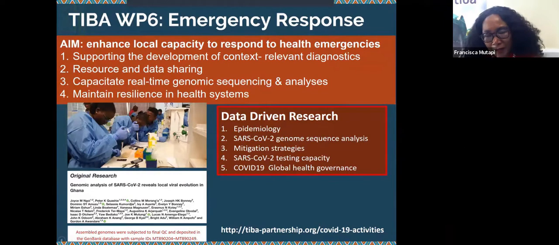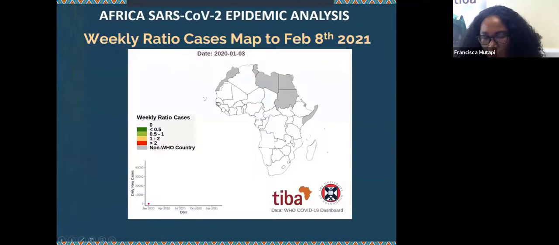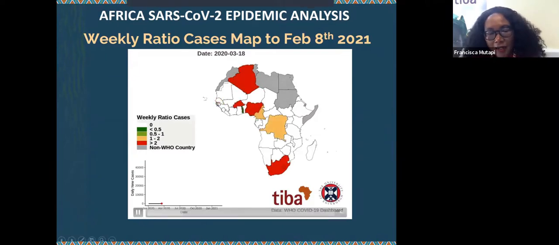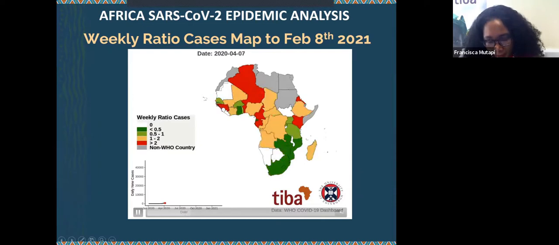I obviously don't have time to show you the output of all these five data-driven topics, but I'm just going to focus on the first one, the epidemiology. So what we have here is a movie. We have been collecting data that is produced by WHO AFRO from member countries. And what this map shows is the rate of change in the numbers of COVID-19 cases across Africa. Yellow and red means it's increasing, green means it's decreasing.